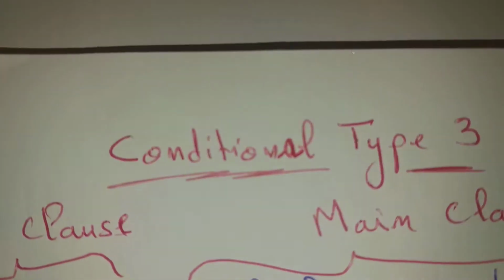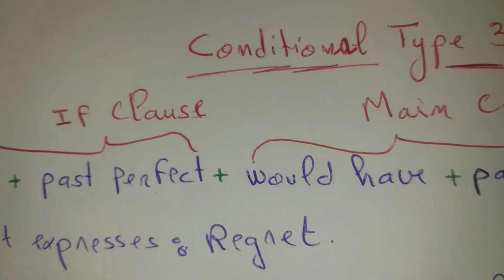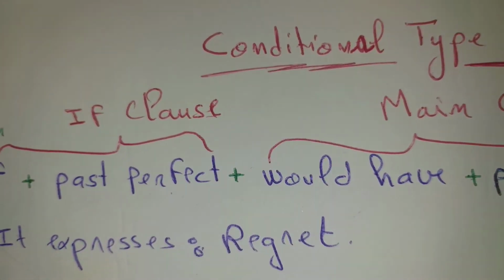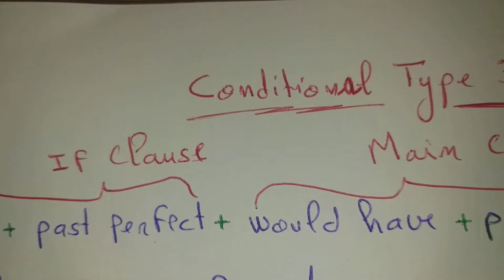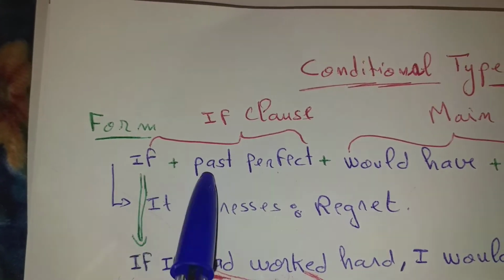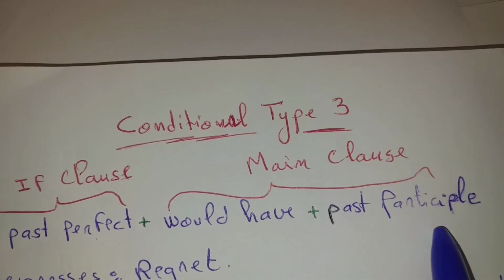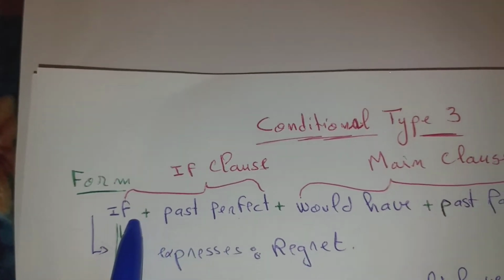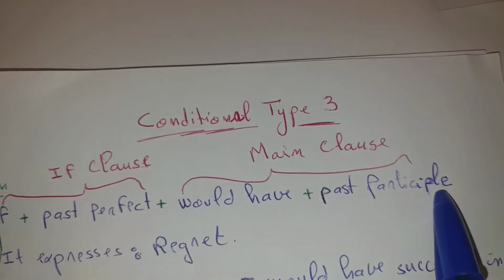So conditional type 3 has a form, which is a rule, and this form is like a mathematical equation, which means we must memorize that equation and apply it as it is so that we don't have a wrong sentence. This form is if plus past perfect plus would have plus past participle. So I repeat, if plus past perfect plus would have plus past participle.